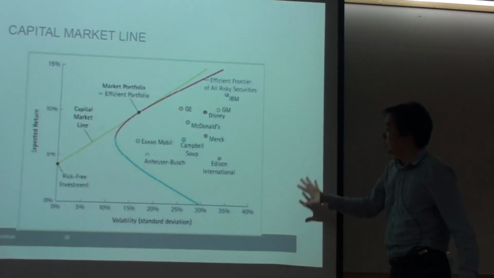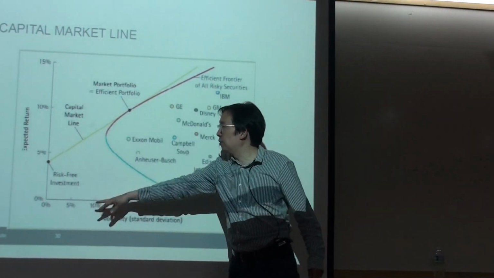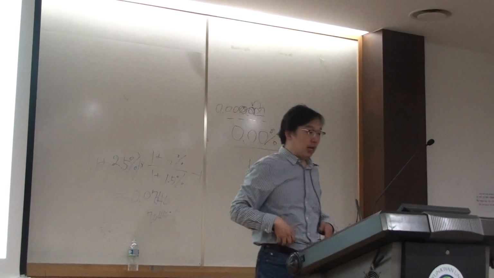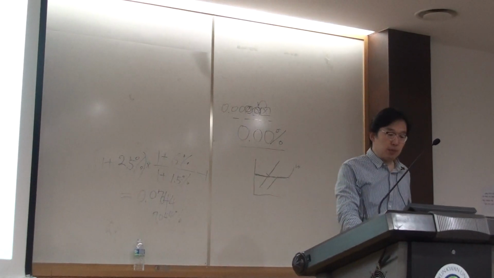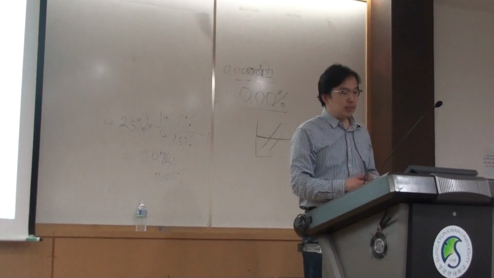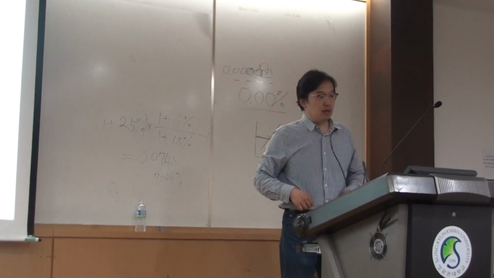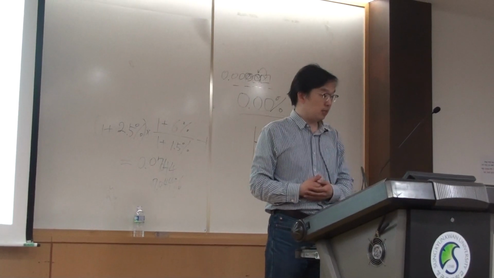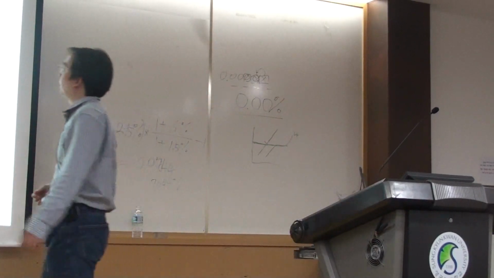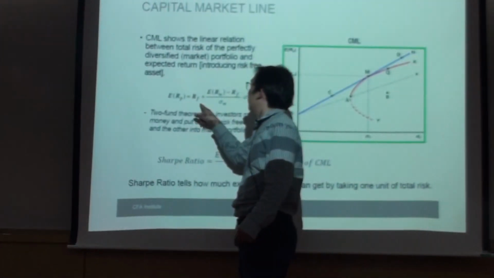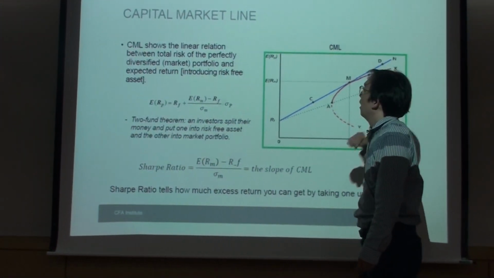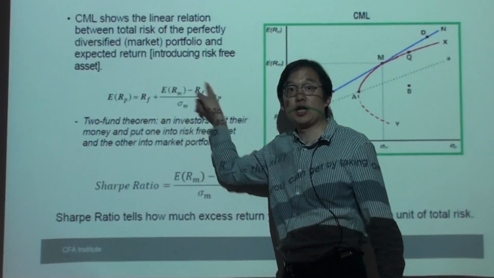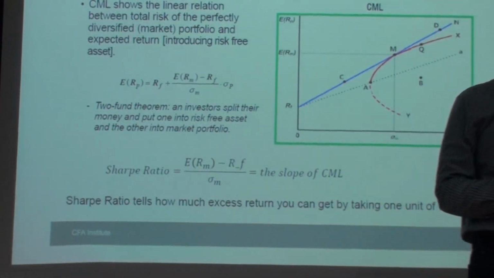Risk-free assets in this standard deviation and expected return plane. Now, the capital market line shows the linear relation between the total risk of your perfectly diversified portfolio and expected return. Introducing risk-free assets, the expected return of your portfolio will be the risk-free rate plus the portfolio's total risk times something called the Sharpe ratio.